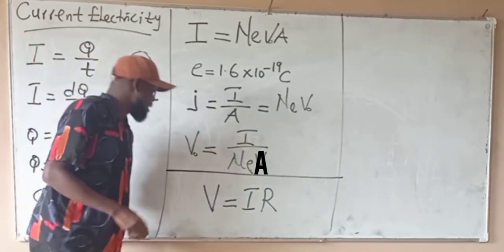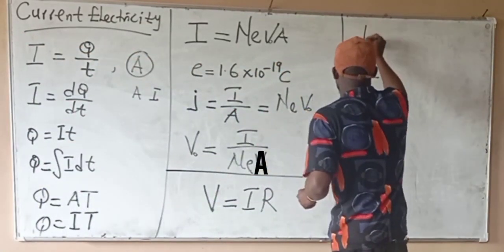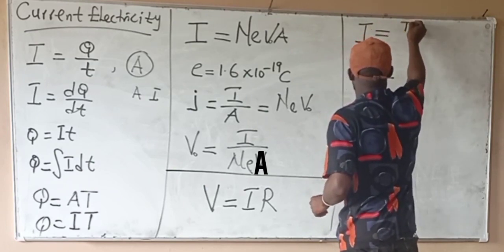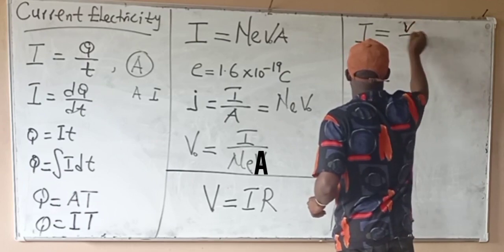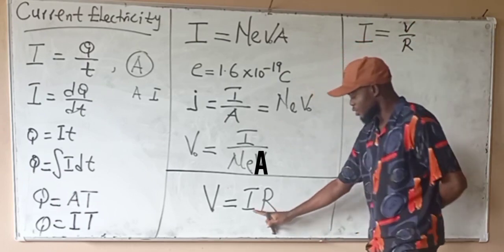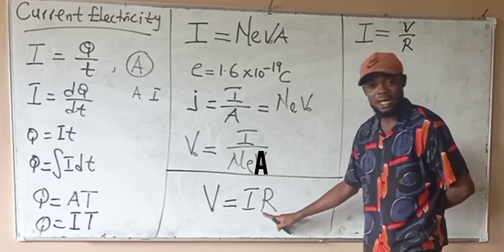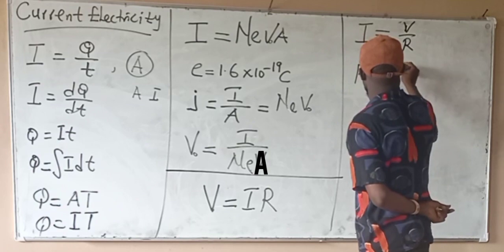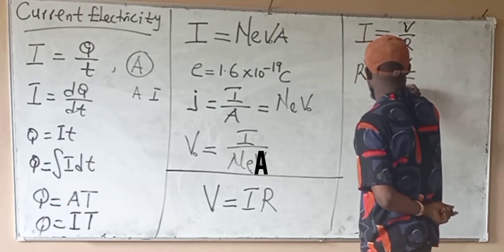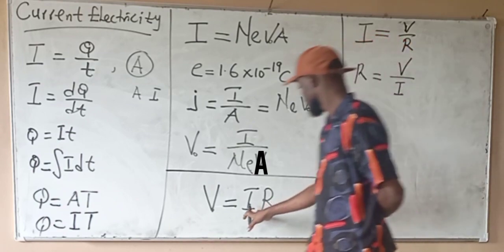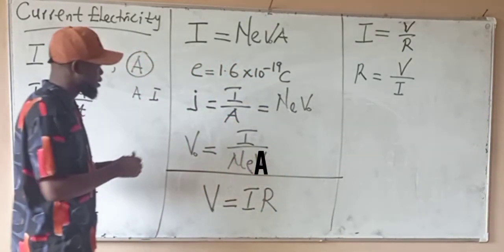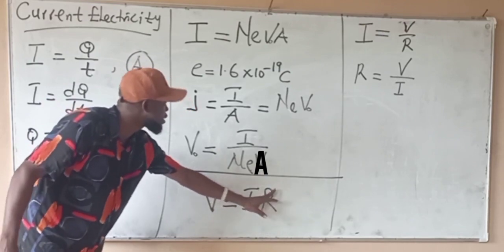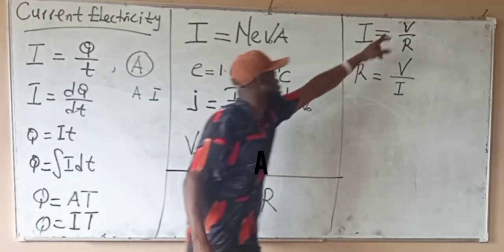From here we can say the current flowing through the wire is V over R. So the current will be equal to V divided by R. And we also say the resistance of the material is equal to the voltage or potential difference divided by the current. If I want to make I the subject of the formula, divide both sides by R, which cancels R on one side, and you have V over R.